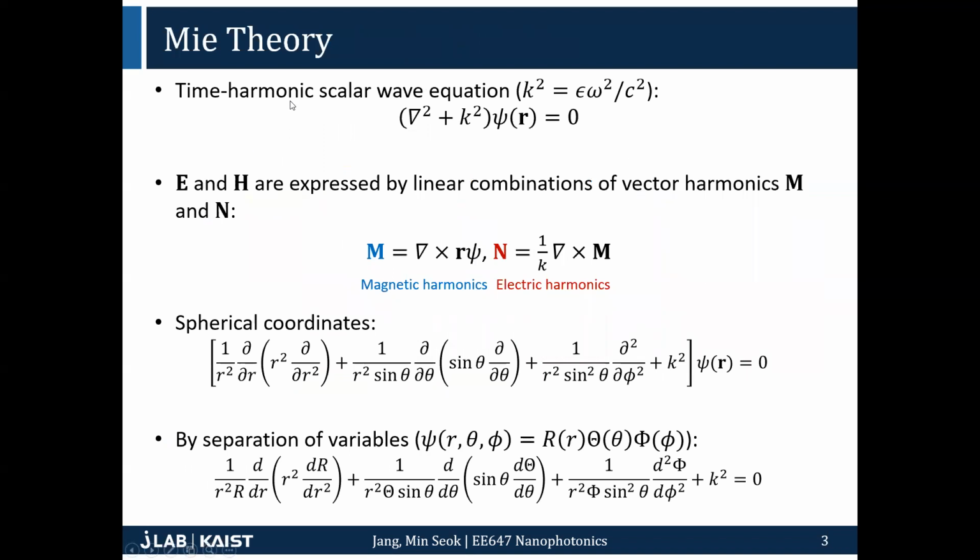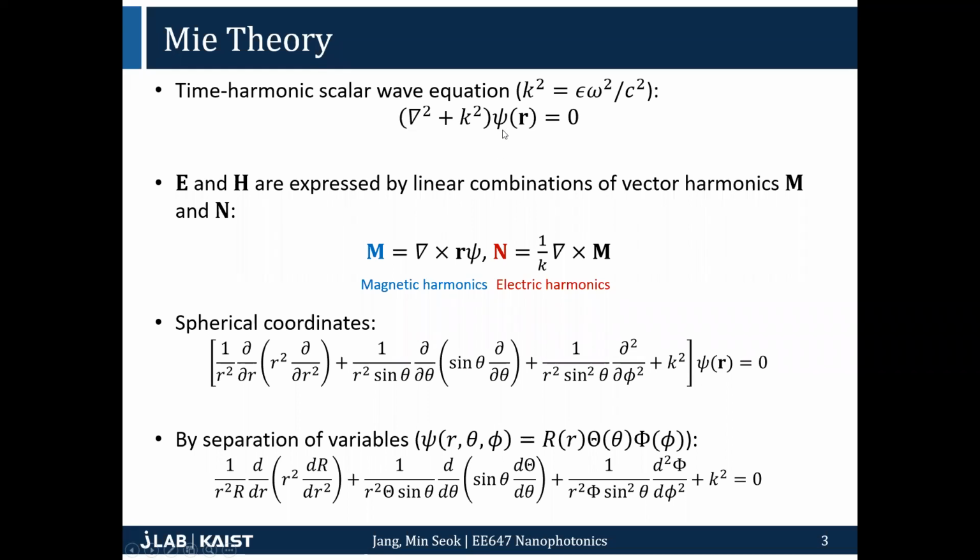What we need to solve is basically this equation. This is a scalar wave equation. And here, k squared is epsilon omega squared divided by c squared. You are familiar with this equation. For simplicity, we solve for a scalar wave function. It's neither the electric field nor the magnetic field, but we solve for a scalar wave function.